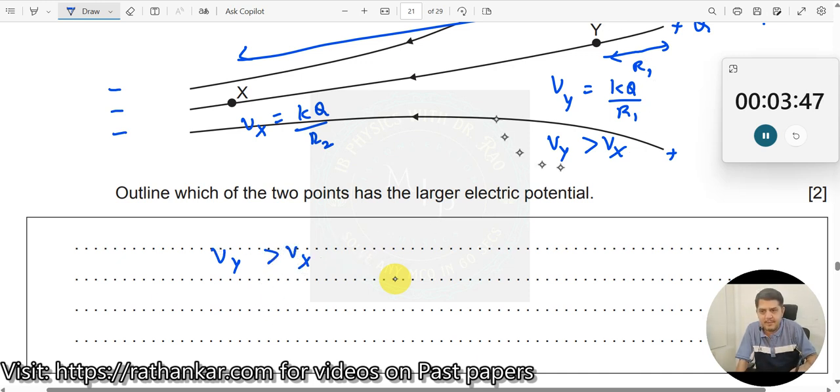Okay, you can mention this. So how do you mention? You can mention this diagram. You can put all these things. Right. Now let us move on to the next one.